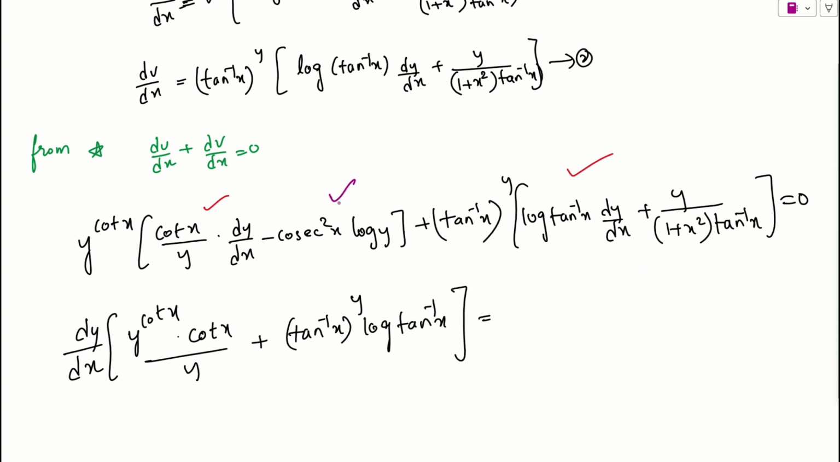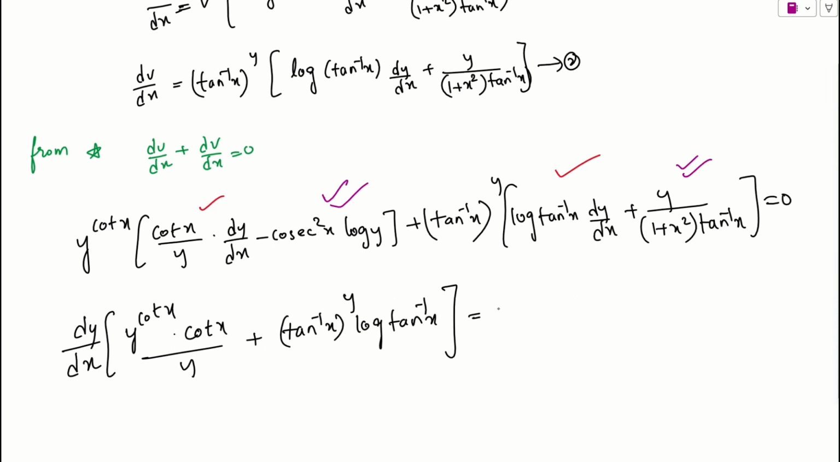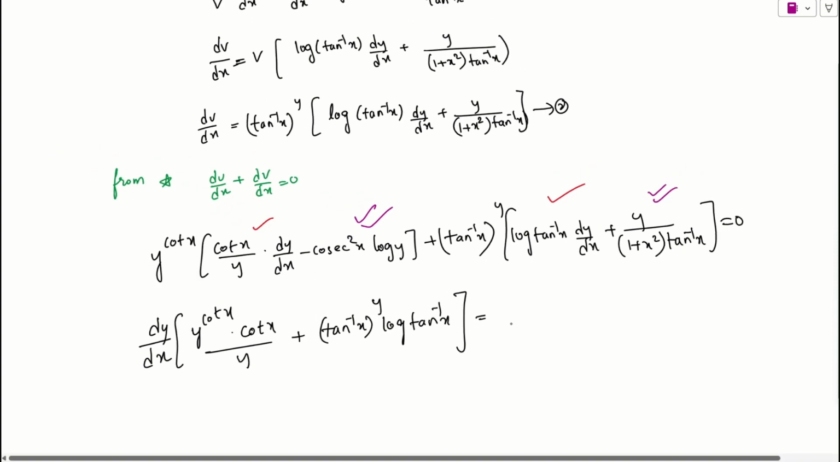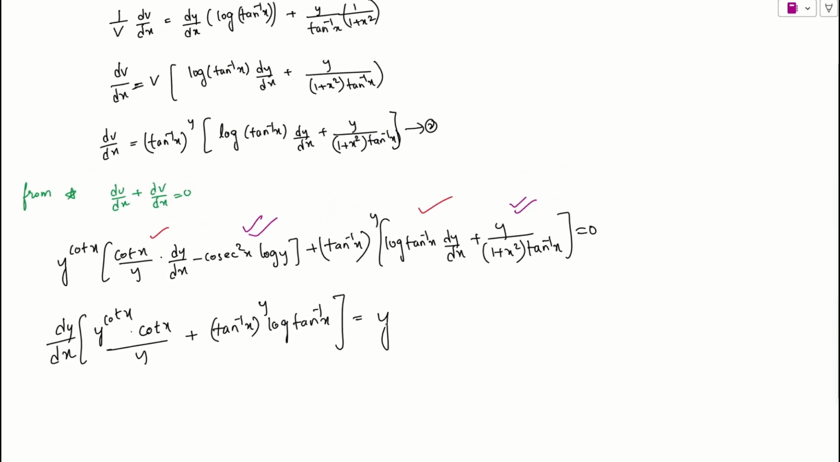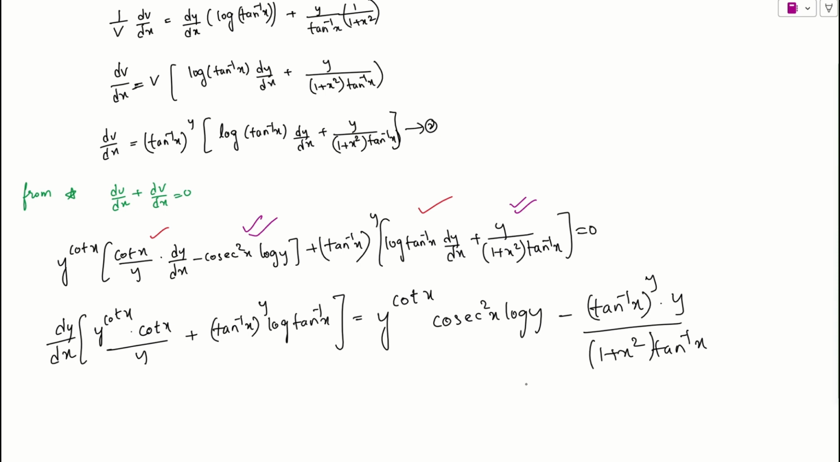What is meant by the rest here? These are terms which do not have dy by dx: this term and this last term. If I send it to the right side, this is a negative term, so I'll be getting positive. So y power cot x into cosecant square x log y, and one more term minus (tan inverse of x) whole power y times y by (1 plus x square) into tan inverse of x. Is it okay? If you have any doubts, you just let me know. I'll cross check with this.